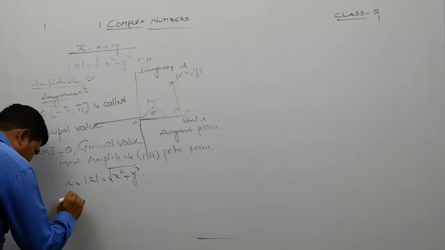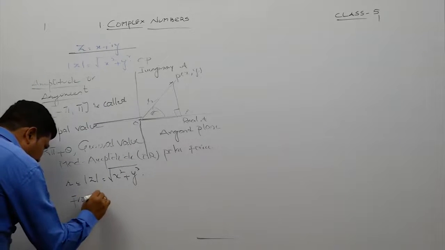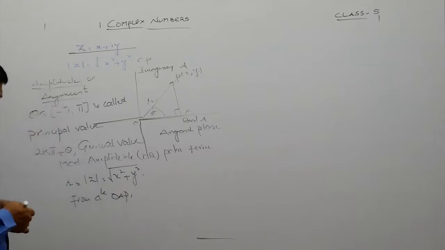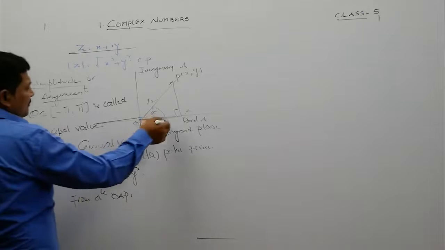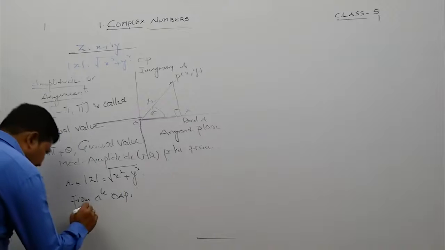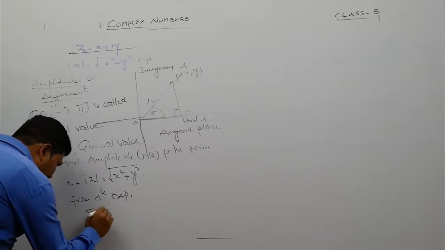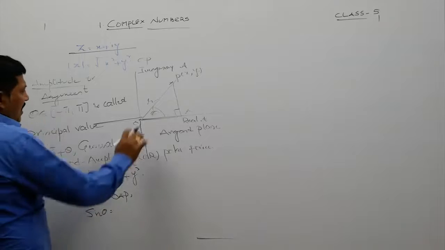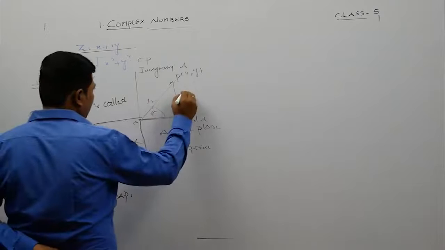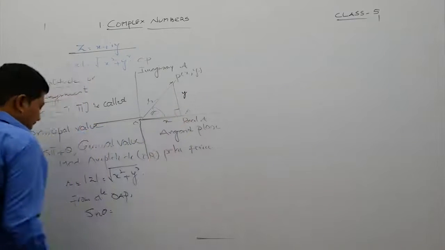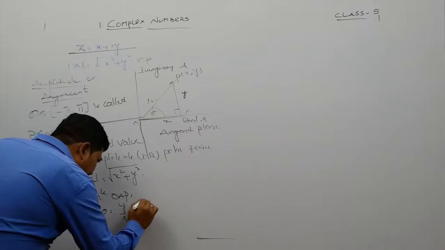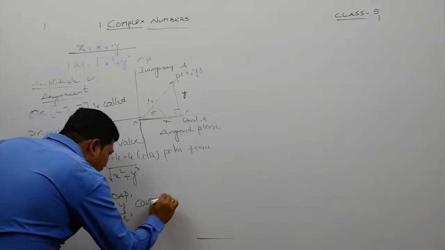Now look at triangle OAP. From triangle OAP, you know the trigonometric functions from first year. First of all, we define sin theta. So sin theta is equal to the opposite side to theta by the hypotenuse, and this is y and this is x. Sin theta is equal to y by r. Again by the same triangle, cos theta is equal to x by r.